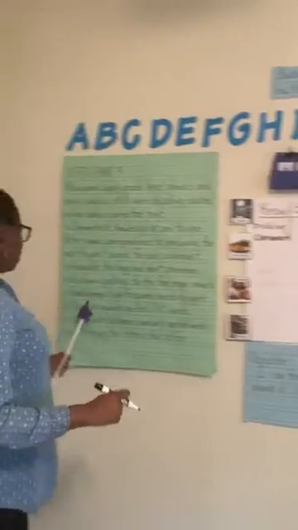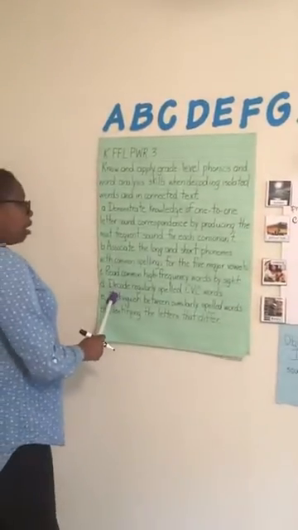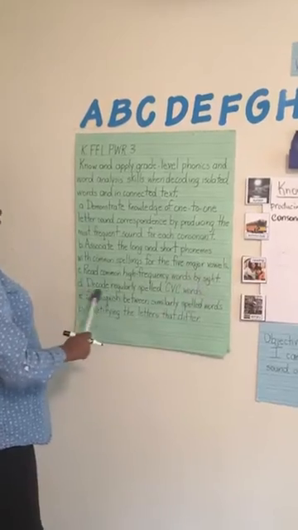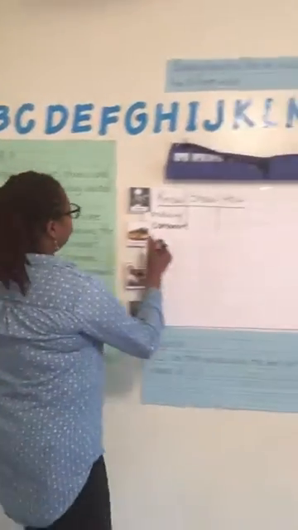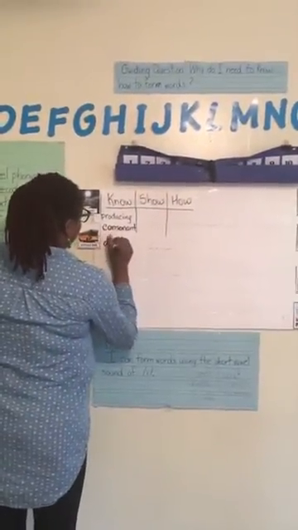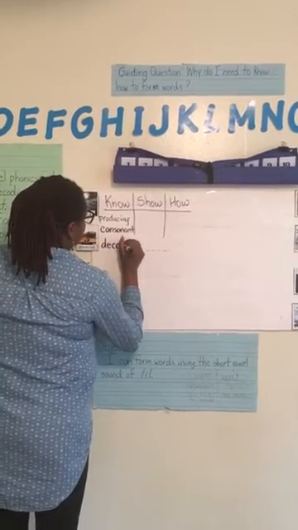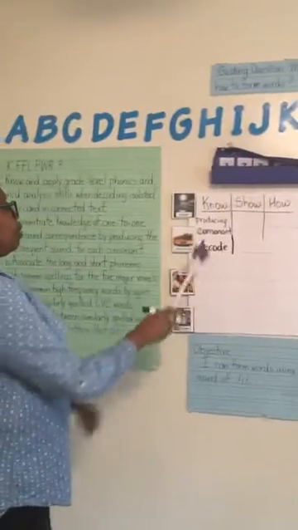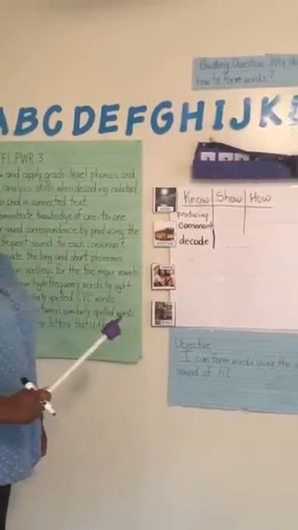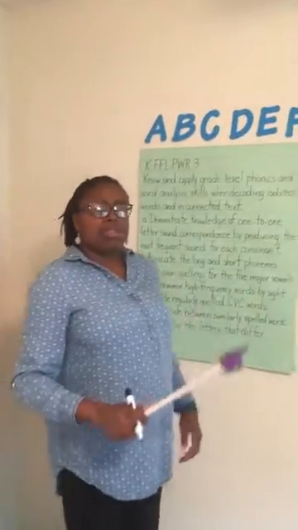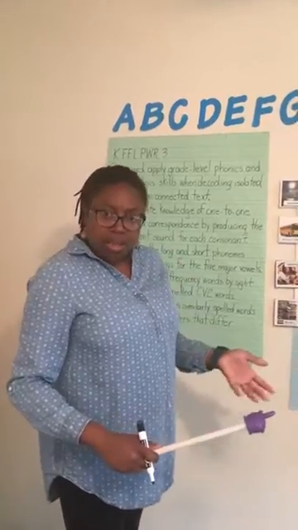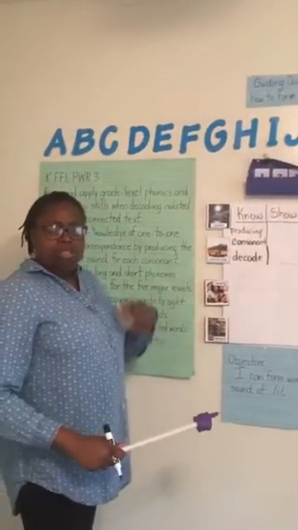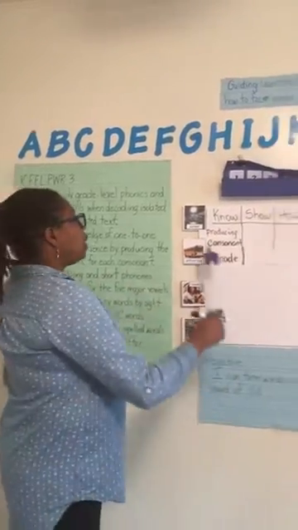And we're going to skip down to where it says decode regularly spelled CVC words. We need to know what decode means. So I'm going to write decode, D-E-C-O-D-E. So under our know, we have producing. We can just talk about produce. Produce means to make or to say. Can you say that with me? Produce means to make or to say.